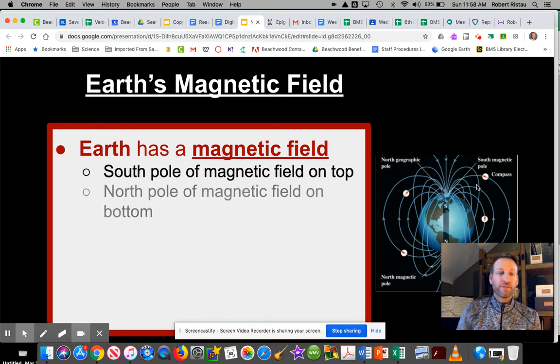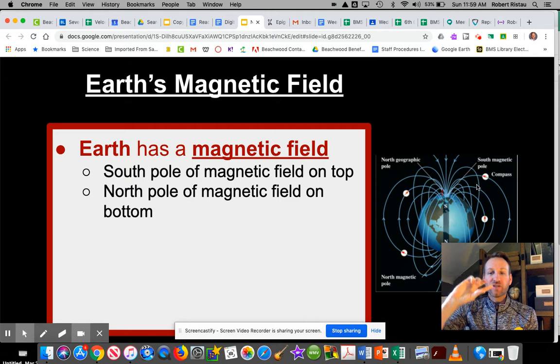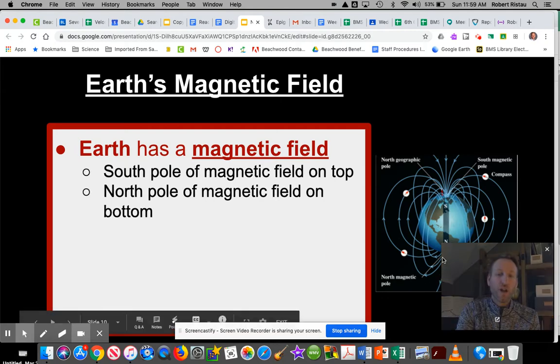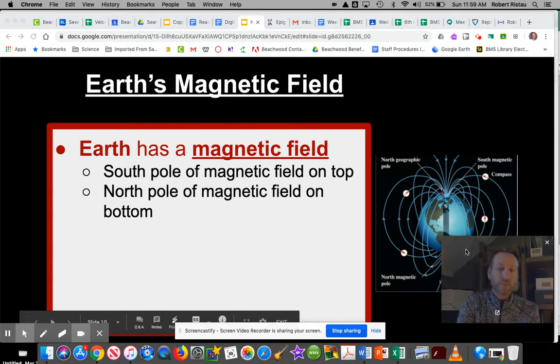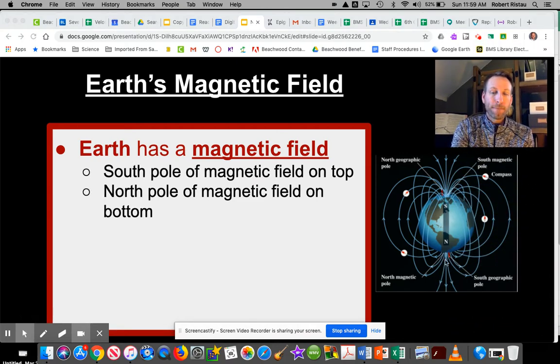Now, here's what's weird. At least maybe not weird, but a little bit more difficult to understand. You guys know that Santa Claus is up in the North Pole and Antarctica is down in the South Pole. But the magnetic poles, so not the geographic poles, but the magnetic poles are actually different than that. The South Pole of the magnetic field is actually up at the top, where our geographic North Pole is. So if you're looking at the picture here, the South Pole of the magnetic field is up here. The North Pole is down here. Let me move my picture here a little bit. Okay. So it's opposite.